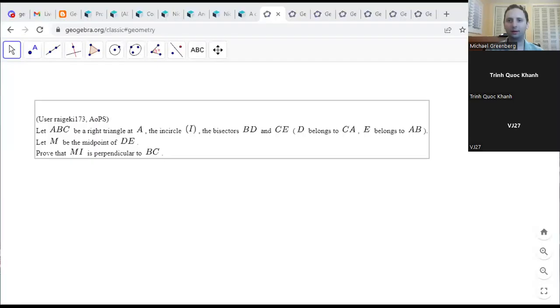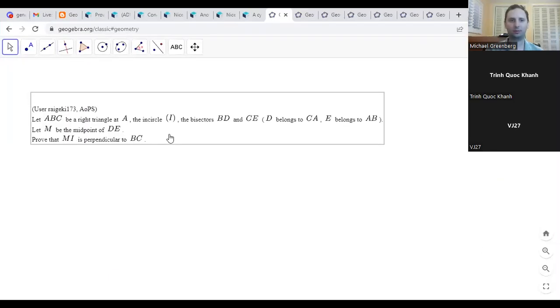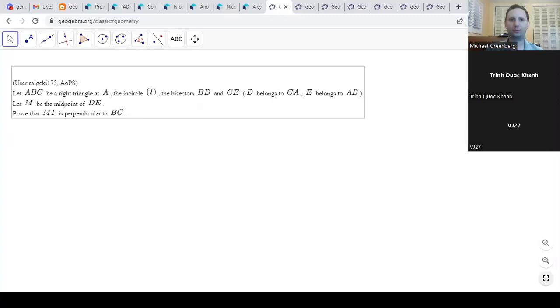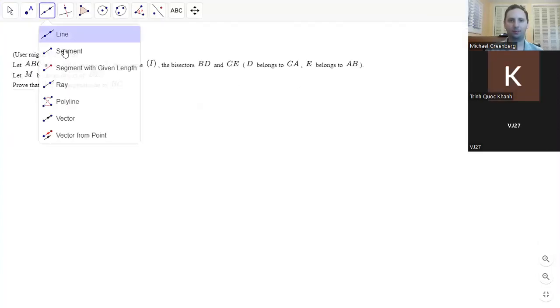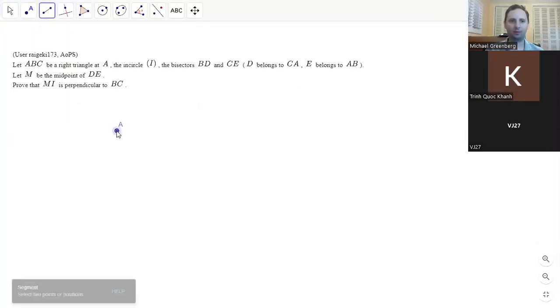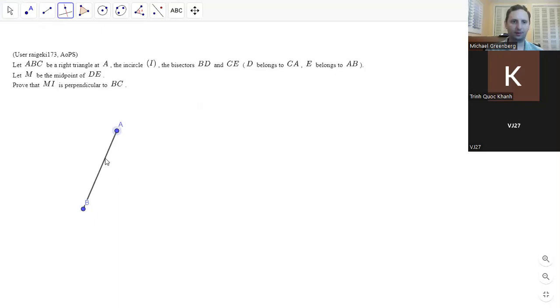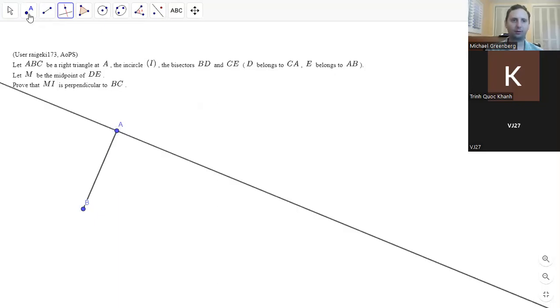All right, so here's the first problem. Let me maximize it. It looks simple, but I'm not sure how simple it really is. We have a right triangle ABC. I'm going to draw a right triangle. There are a couple of different ways to draw right triangles, but I usually just do it like this. Oh, whoops, I gotta use this. And then we draw the incircle.